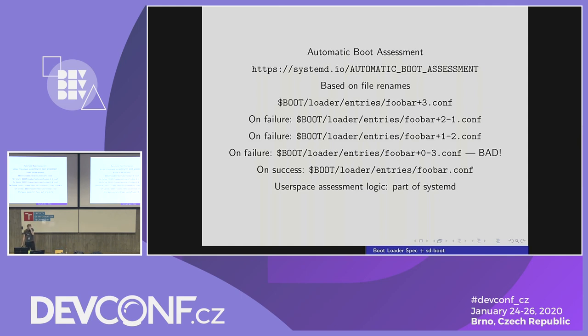Yeah, back to the automatic assessment. The user space assessment logic that was asked about earlier is all part of systemd. It's independent of the actual implementation of sd-boot. So if you have a different bootloader, like for example grub, and you don't want to implement the bootloader spec, then okay, sorry, but sure, it's fine. You can still use the user space assessment logic that figures out if something's okay in a generic way.